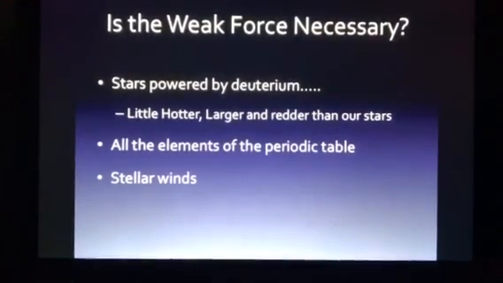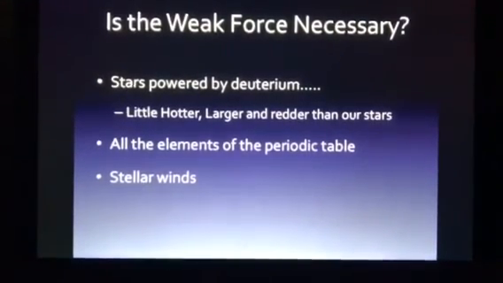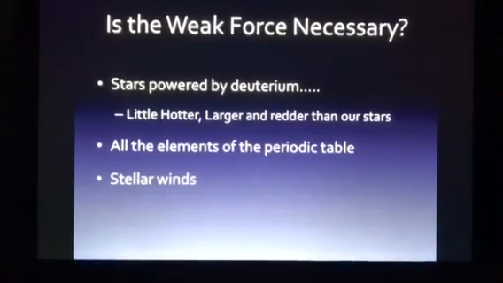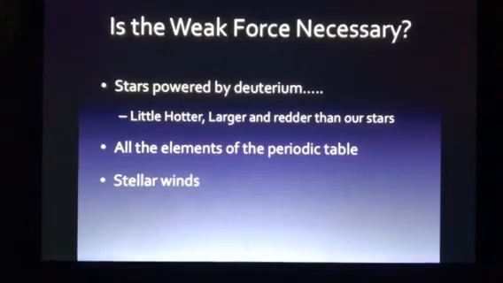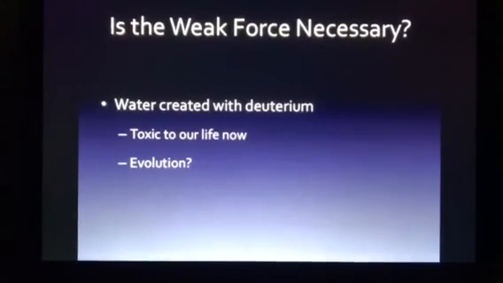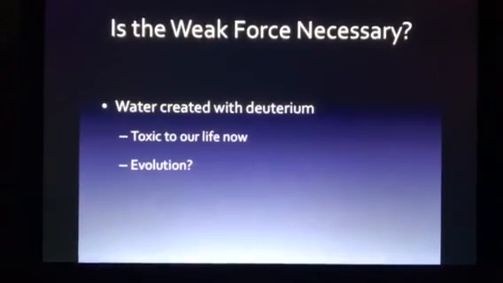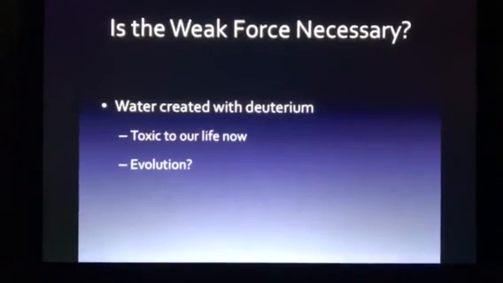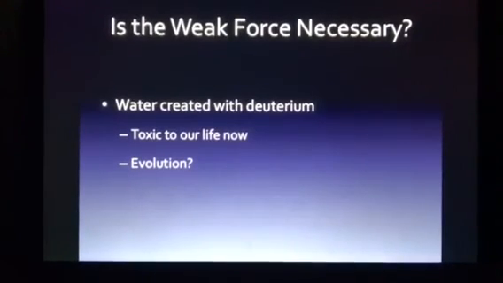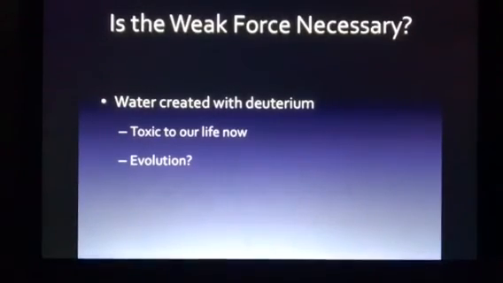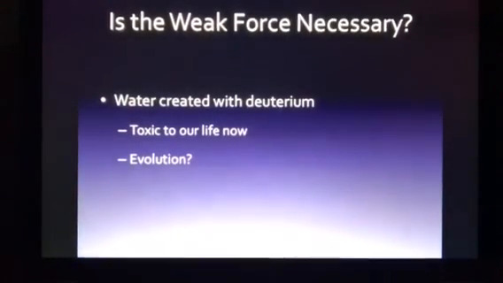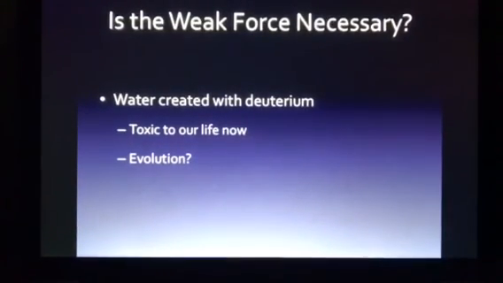If this were the case when our universe was created, the stars would burn much hotter, larger, and redder than they do today. Our planet's water supply would be different as well. It would be made of deuterium, which is toxic to our life today. But if we had started with this, they hypothesized that we would be equipped with the means to survive.